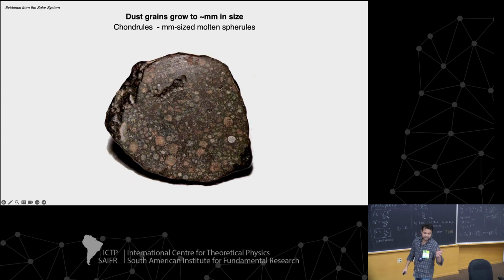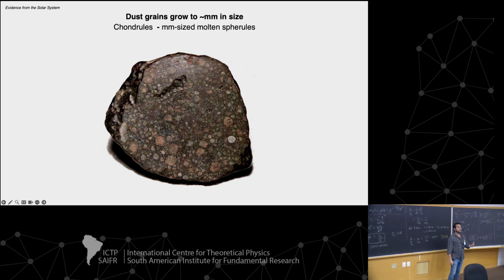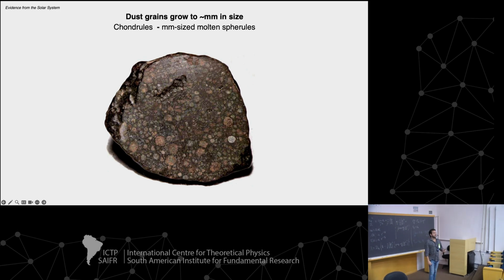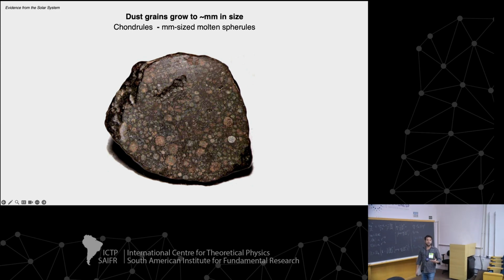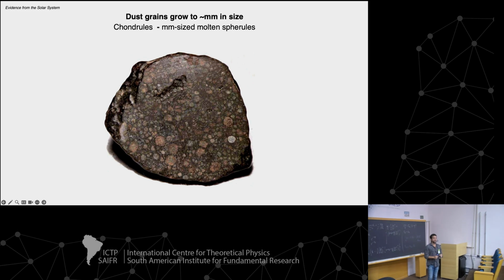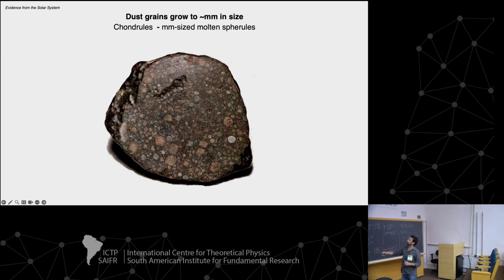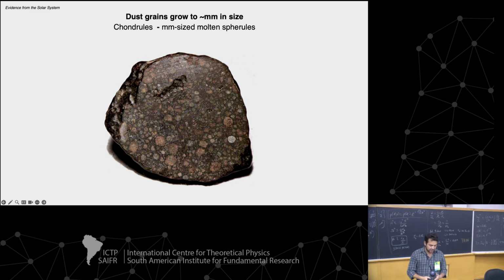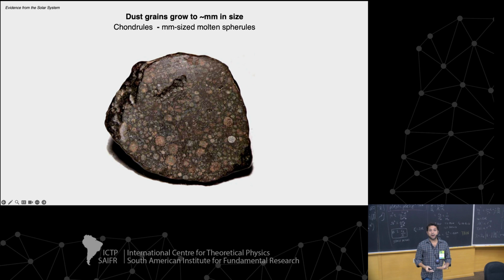But we have evidence that the growth doesn't go all of the way to meter size. It stops somewhere before that. In fact, when you look at meteorites, you see spheres of millimeter size. These are the chondrules. You take a cross section of a rock, and this is what you see: these grains that have been molten, but they come together to form a rock in space. So these grains, if they are characteristic of the dust grains that exist in disks, should be about millimeter in size. So they don't grow that large.